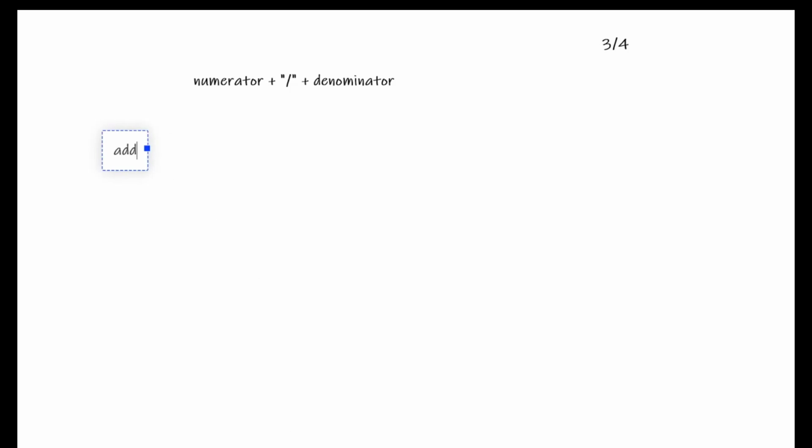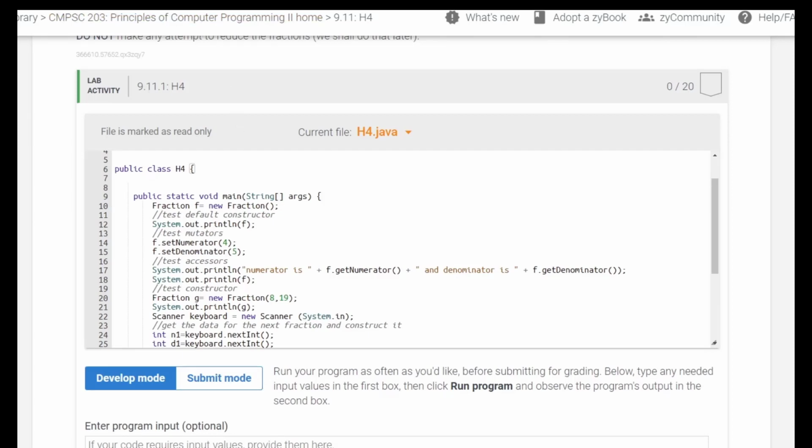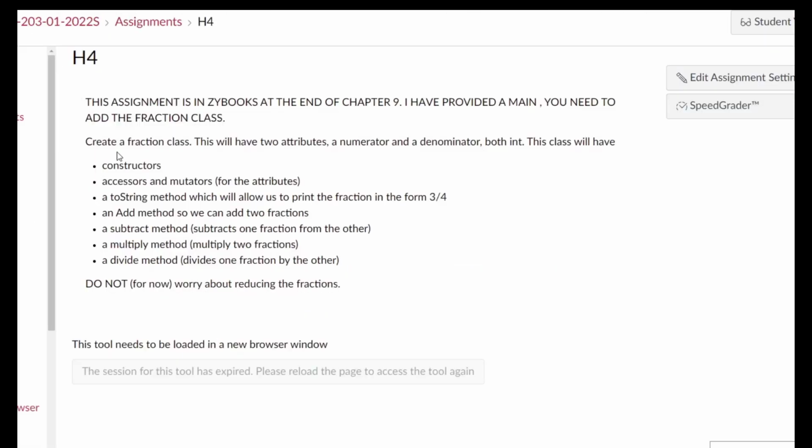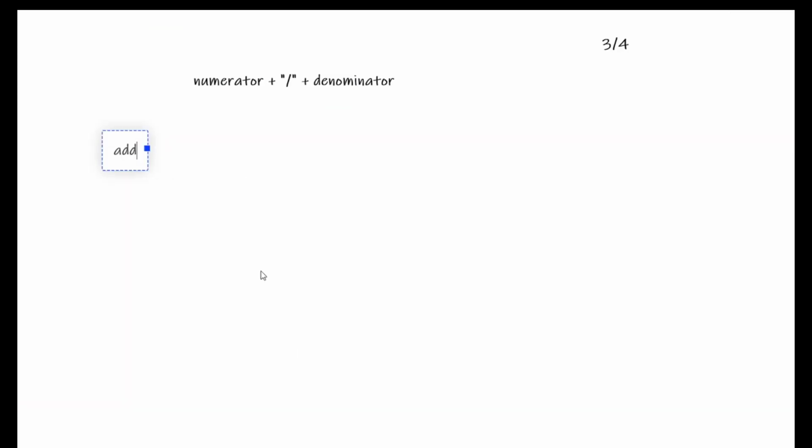Let me go back and see what it says about the... do not worry about reducing the fractions. So we're going to take care of that later. That's a big job. Right now, we're not going to worry about it. So let's go back here.